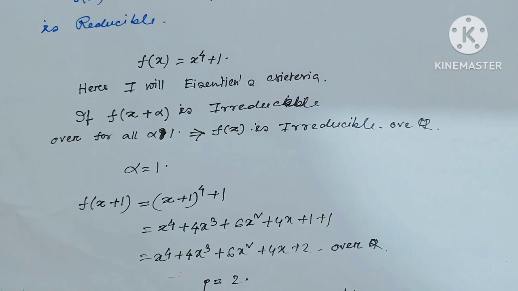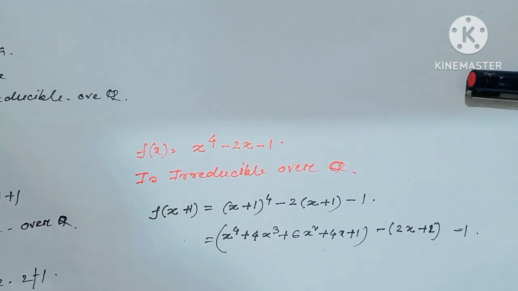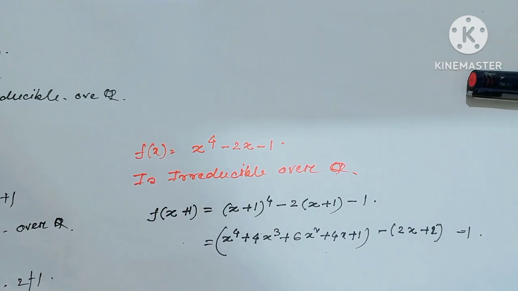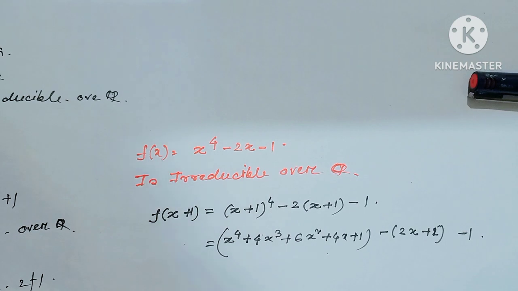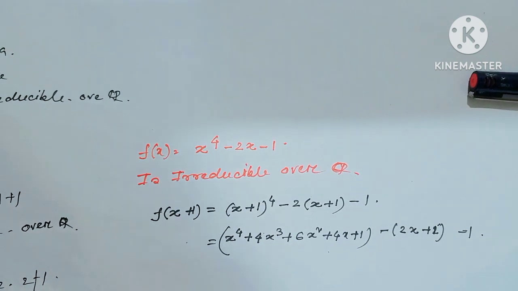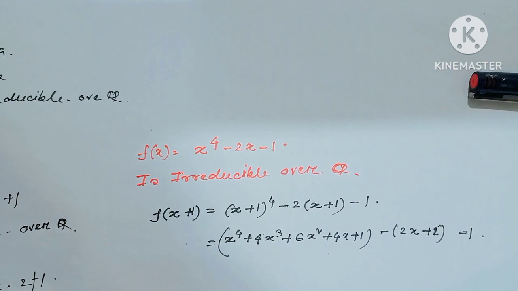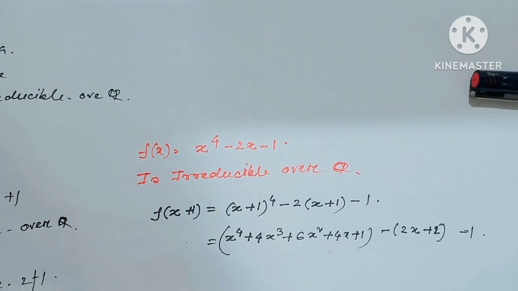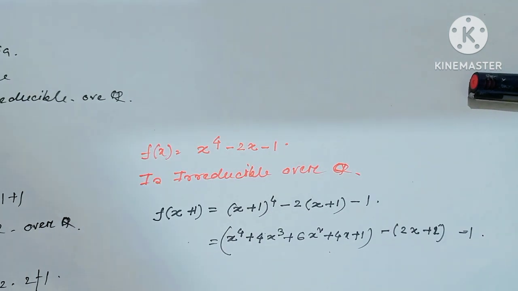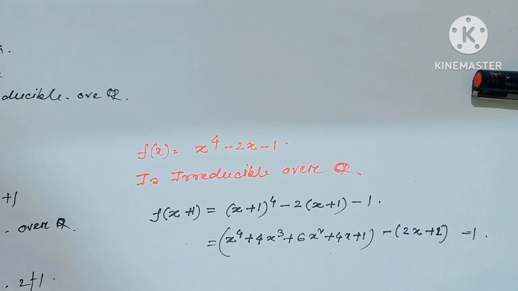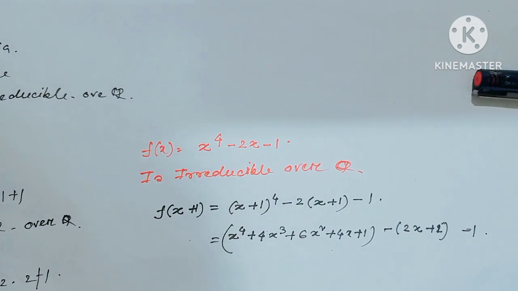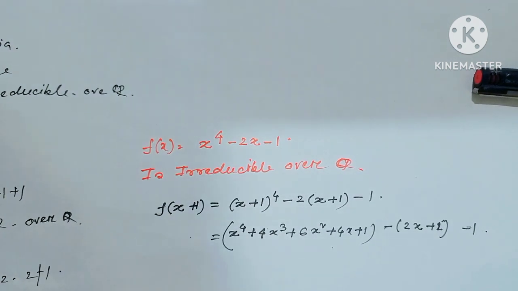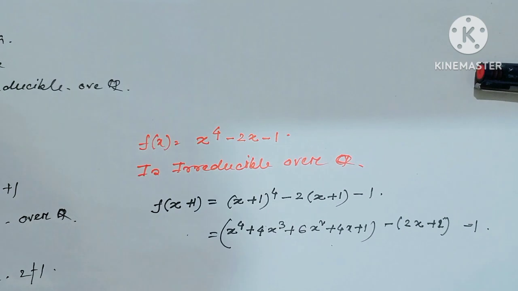Okay, my next example is the polynomial x to the power 4 minus 2x minus 1, which is irreducible over Q. For this, here also I will use the Eisenstein criteria. If f(x plus alpha) is irreducible over Q for some alpha, then we can tell f(x) is irreducible over Q. For this, consider alpha equal to 1. Then f(x plus 1) equal to, similar to before, (x plus 1) to the power 4 minus 2 times (x plus 1) minus 1.